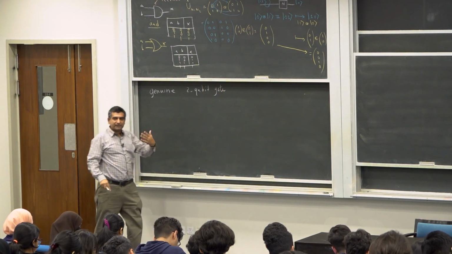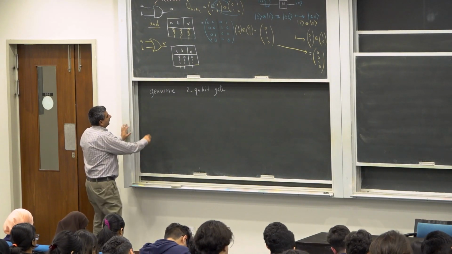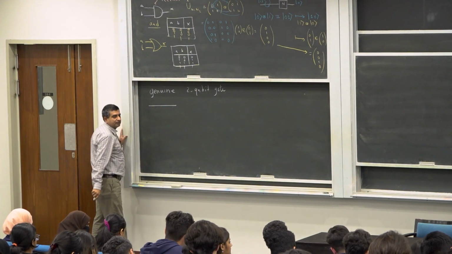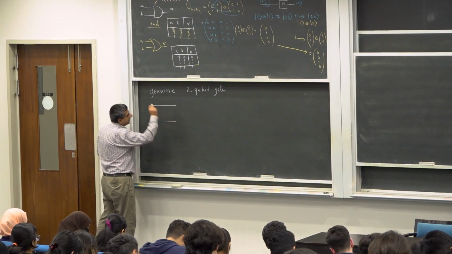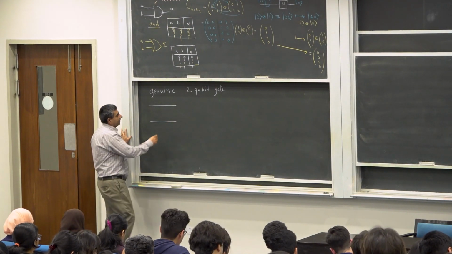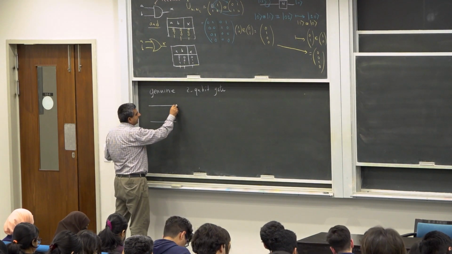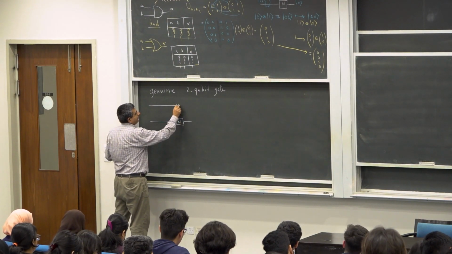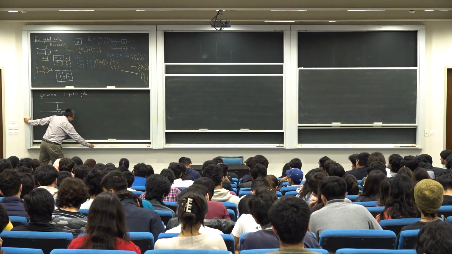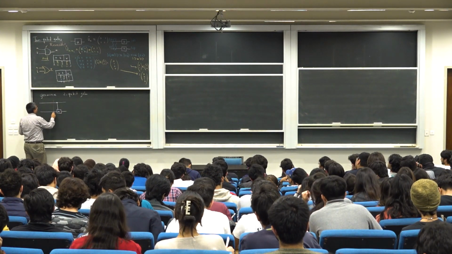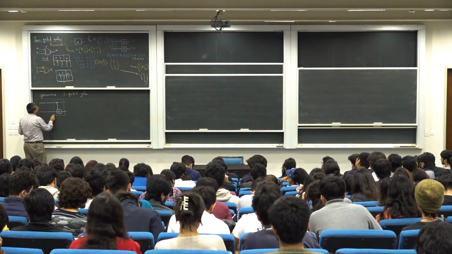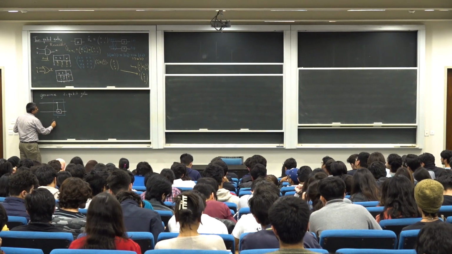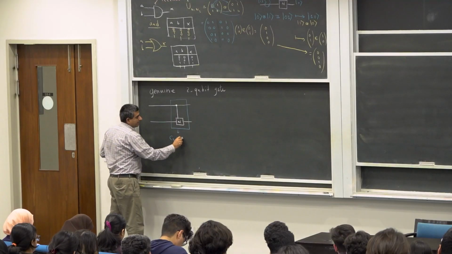Let's resort to our circuit model. We have an input qubit and another input qubit, and I draw a gate in this fashion. Let's call this gate a controlled NOT gate.